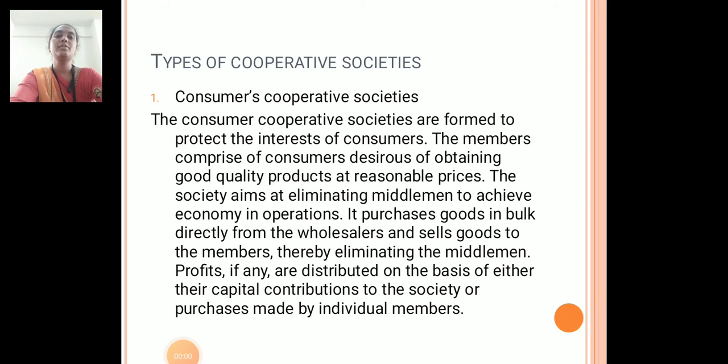Dear students, today I'll be explaining the types of cooperative societies. In that, the first one is Consumers Cooperative Society.